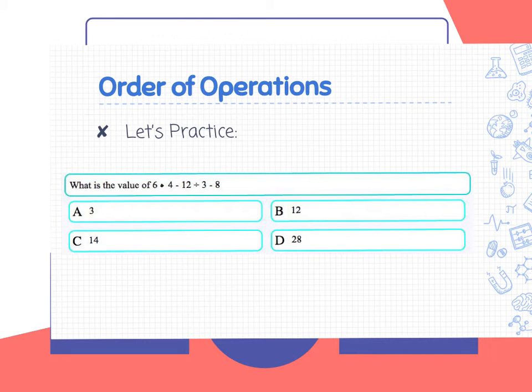Okay, so we would first look and see if we have any grouping symbols, and we don't. Any exponents? Nope, none of those. Any multiplication or division? Yes, we do. So we would have this first, it's left to right, so that 6 times 4 is 24, and then we're going to just bring down everything else. Minus 12 divided by 3 minus 8.